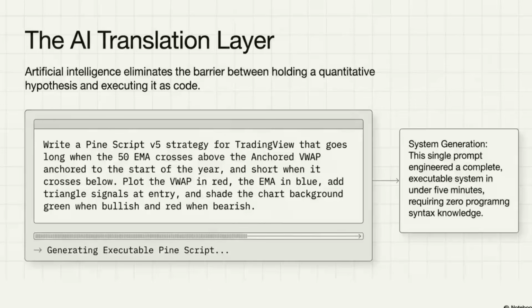Now, you may be asking yourself, well, how did Claude actually build this? Here's a prompt that I use, and I'm going to keep it here on the screen, and I'll keep it simple because honestly, the less complicated your prompt is, the better that Claude performs. So I typed the following: write a Pine Script version 5 strategy for TradingView that goes long when the 50 EMA crosses above the anchored VWAP from the start of the year, and short when the cross is below. Plot the VWAP in red and the EMA in blue, but we later change it to yellow. Add triangle signals at the entry points and shade the chart background green when bullish and red when bearish.